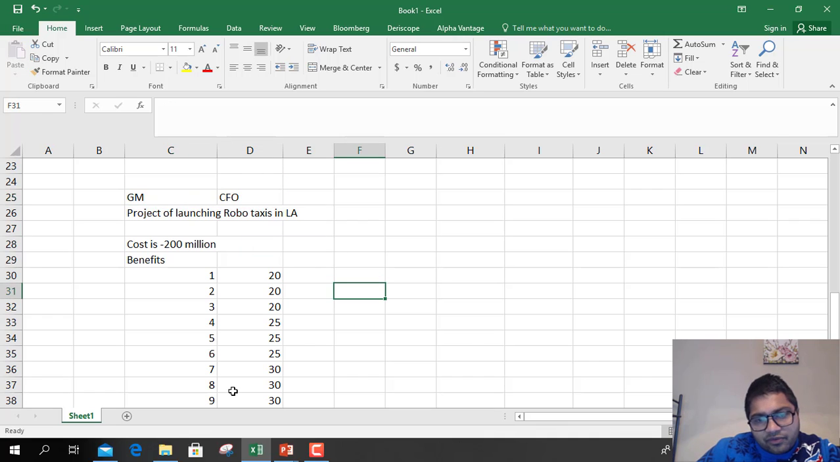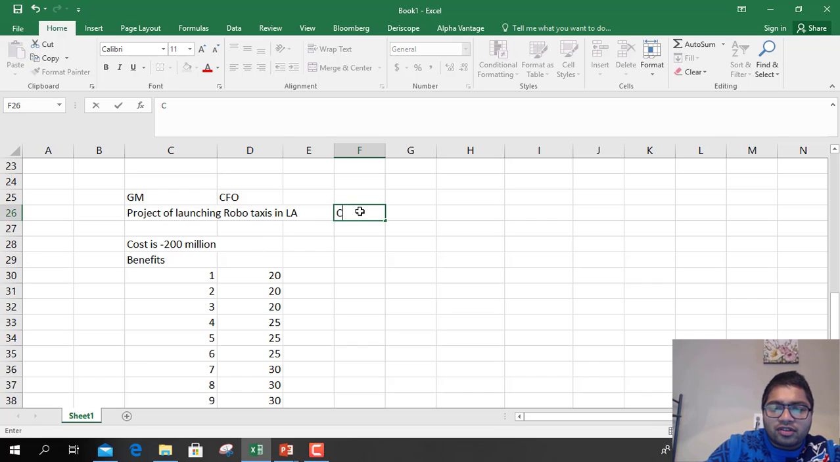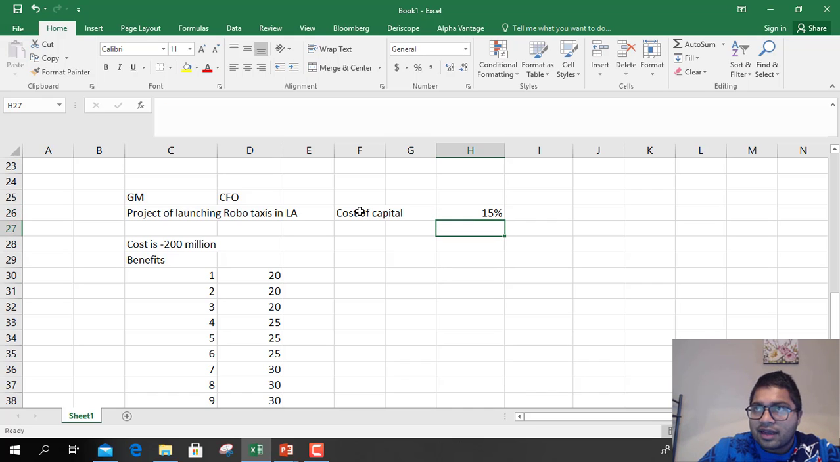Now how do you decide? First of all, you are the CFO. You look at the risk of this total proposition. Robo taxis are relatively unknown right now, so you say it is a risky project. So my cost of capital for this project is going to be 15%. Considering the risk, I need to raise capital, but the cost of capital is 15%. So you decided that.